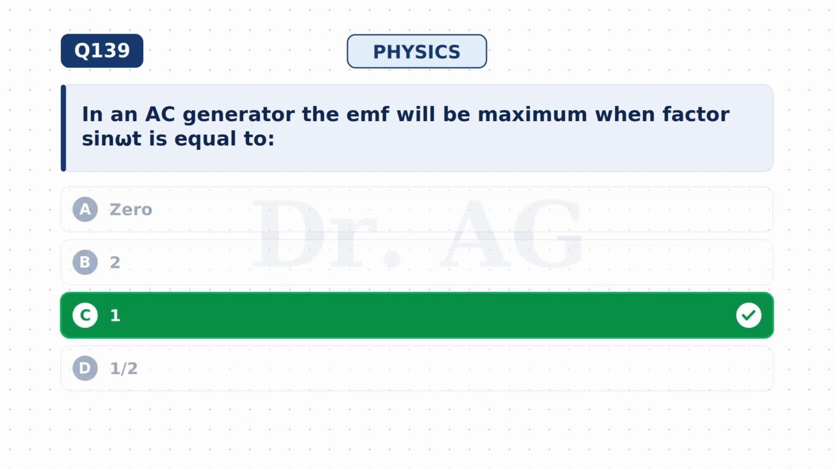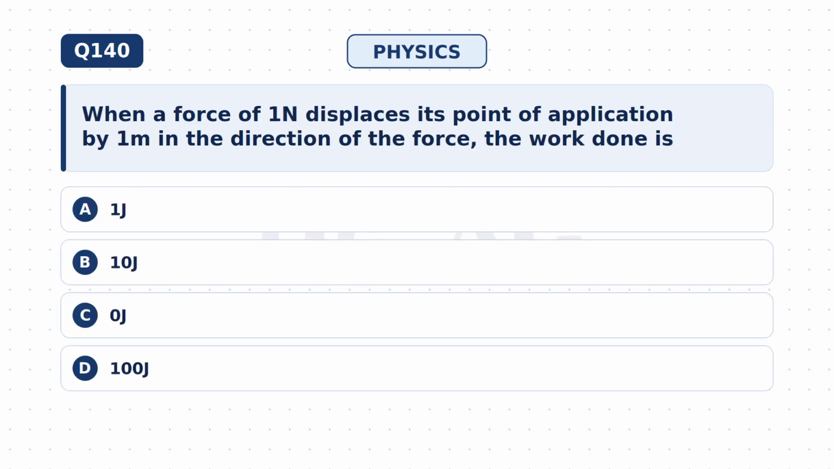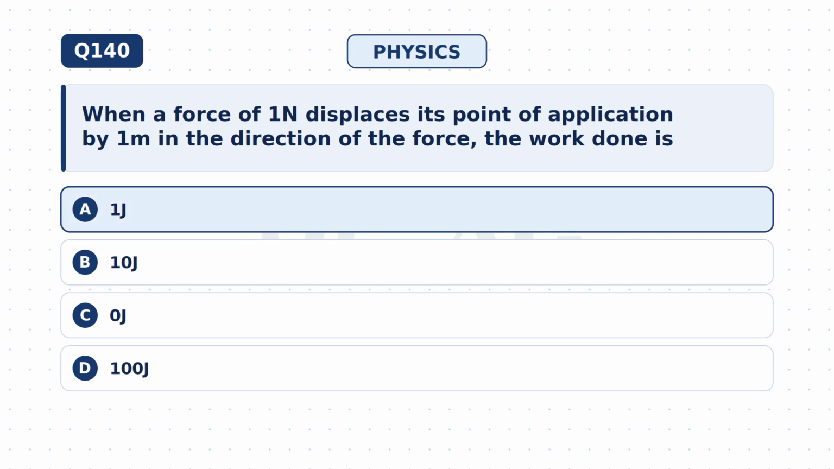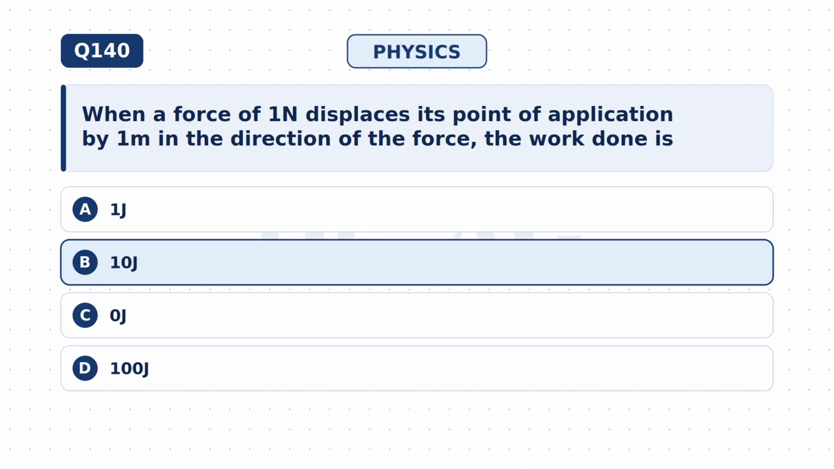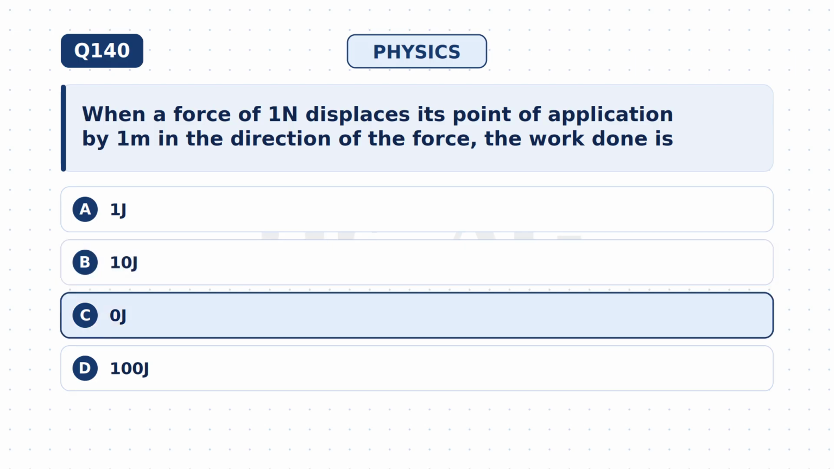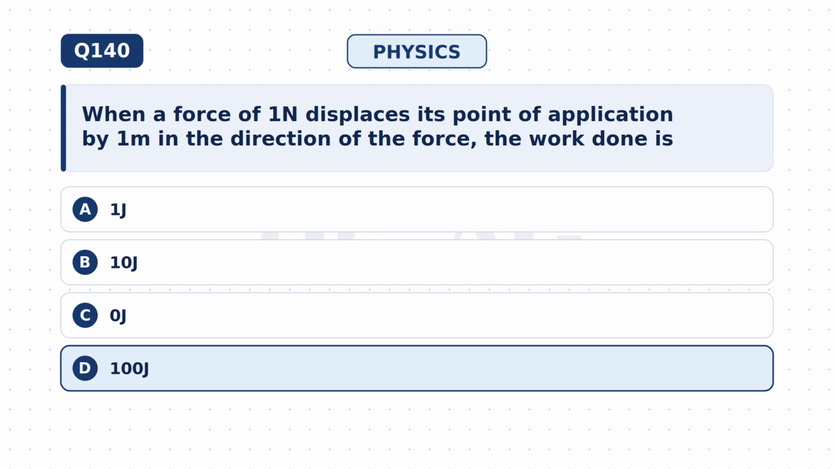The correct answer is C, 1. Question 140. When a force of 1 Newton displaces its point of application by 1 meter in the direction of the force, the work done is. Option A, 1 joule. Option B, 10 joule. Option C, 0 joule. Option D, 100 joule.